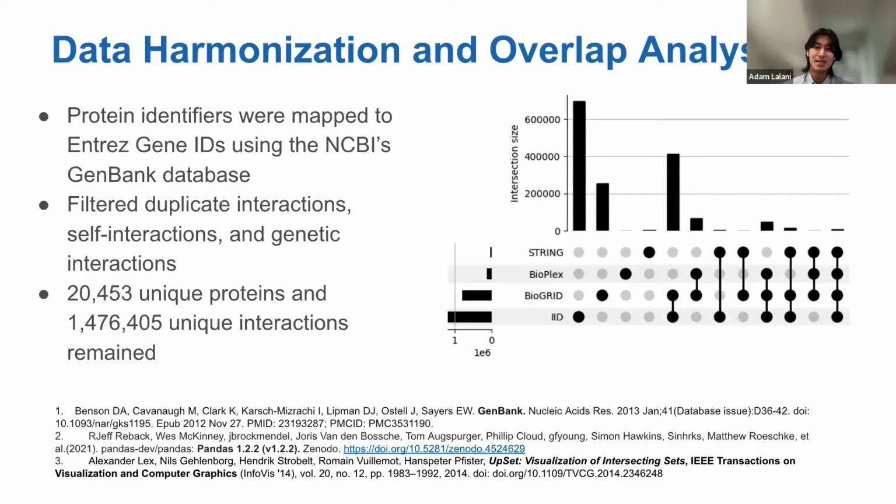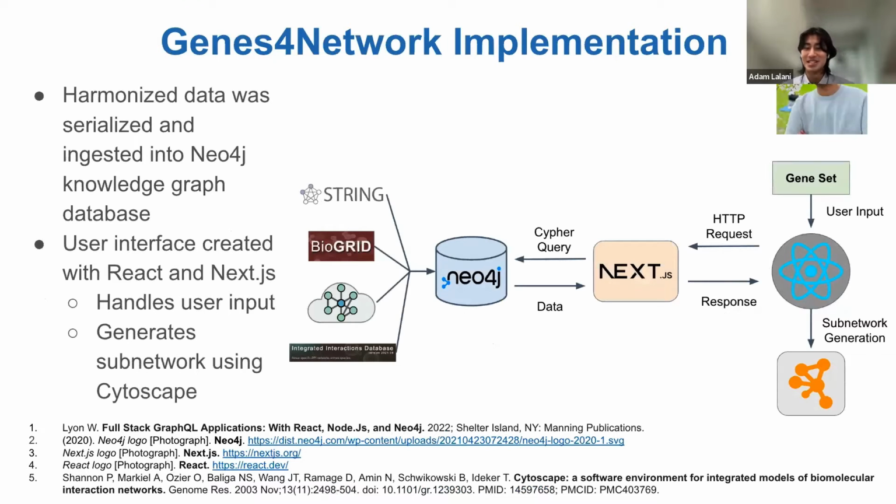On the right, we have an upset plot detailing the intersection between these databases. As you can see, Biogrid and IID share many of their interactions. The harmonized data was then serialized and ingested into Neo4j, which is a graph database. The ingestion was done with the help of a script developed by Errol Evangelista, a bioinformatician in the Mayan Lab.